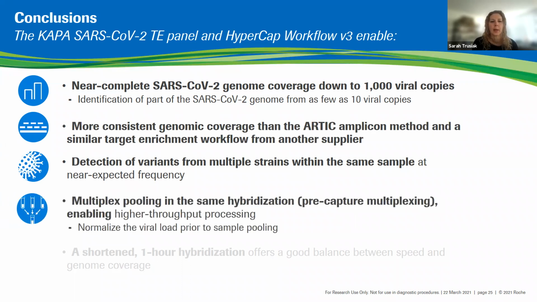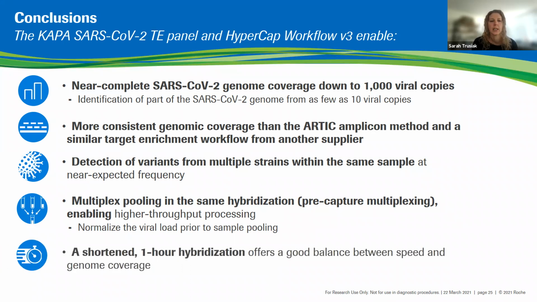By performing pre-capture multiplexing and doing multiplex pooling in the same hybridization, you can do higher throughput processing. Our recommendation around that is to group samples with more similar viral load prior to doing your sample pooling. And then finally, we find a shortened 1-hour hybridization offers a good balance between speed and genome coverage.